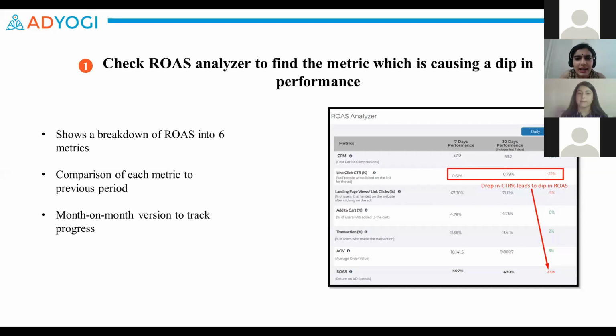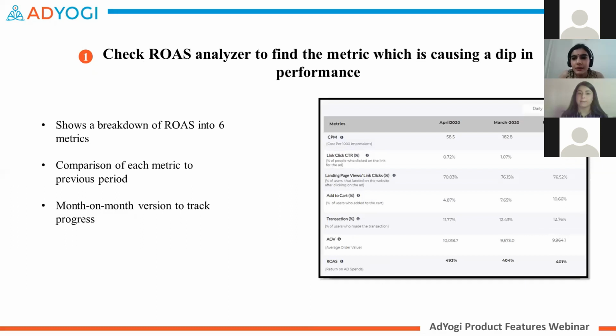Checking the ROAS analyzer on a weekly basis can help us in ensuring that our campaigns are on track. This is the monthly view. Here we can see how our ROAS has been progressing month on month.